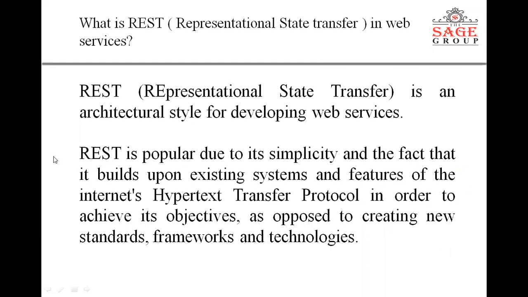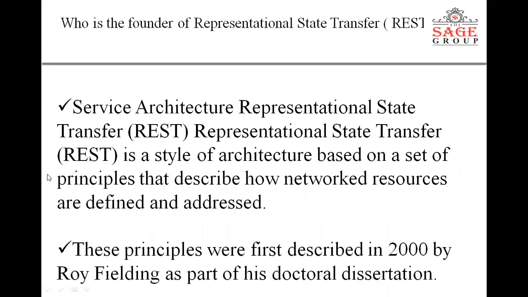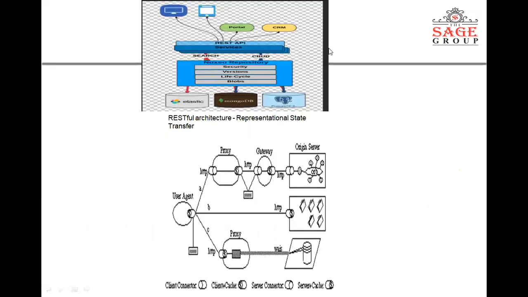Now we move to the diagram. This is the diagram of the architecture. This is a user agent that makes a request through HTTP, and it goes to the proxy. After that, it goes to the gateway, and the gateway gets the HTTP request. After that, it goes to the origin server. Now the server gets the request, and after that it will respond in the form of ABC.